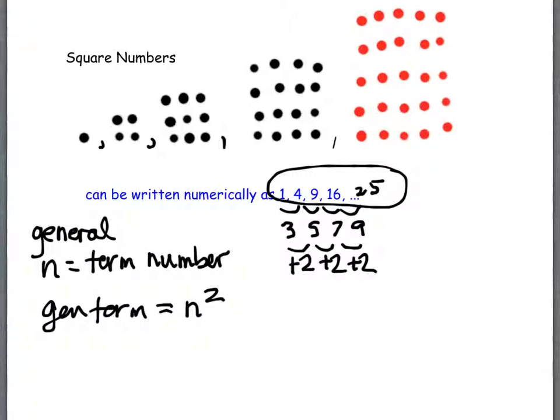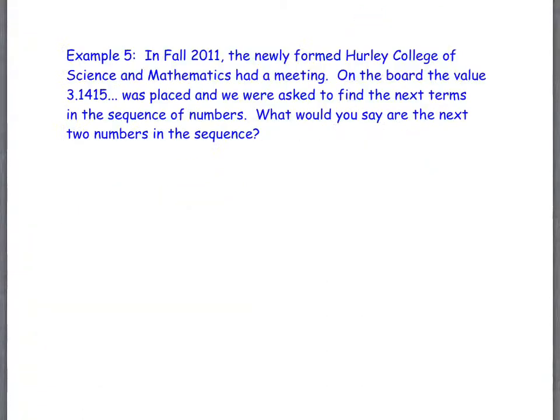Now I want to show you one thing that is interesting. This really happened two falls ago. In the fall of 2011, the newly formed Hurley College of Science and Math, that's the college that I'm a part of as part of the university, had a meeting. And on the board, the value 3.1415... was placed, and we were asked to find the next terms in the sequence of numbers. So without talking to anybody around you, I want you to look at that and answer the question. What would you say are the next two numbers in the sequence?